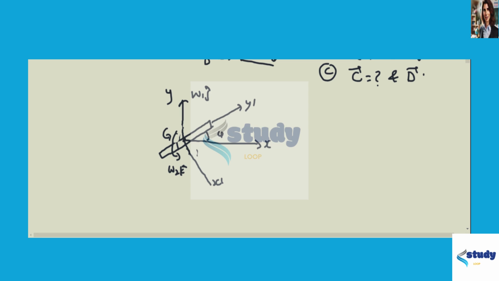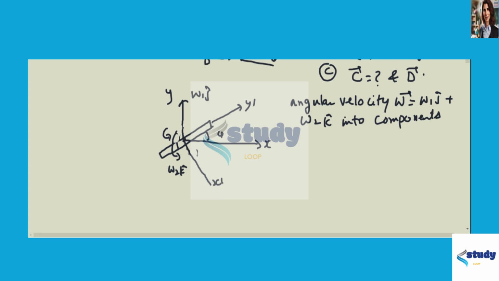Omega, the angular velocity, can be written as omega is equal to omega 1 j cap plus omega 2 k cap, into components along its principal axis G x dash y dash z.